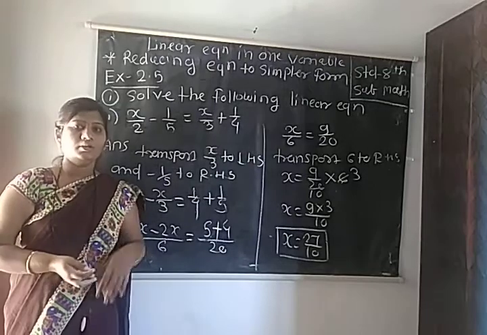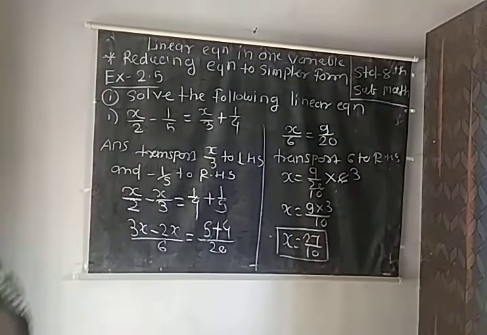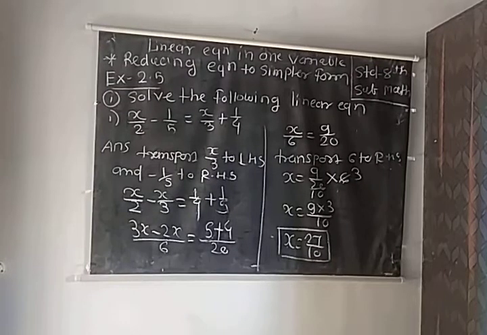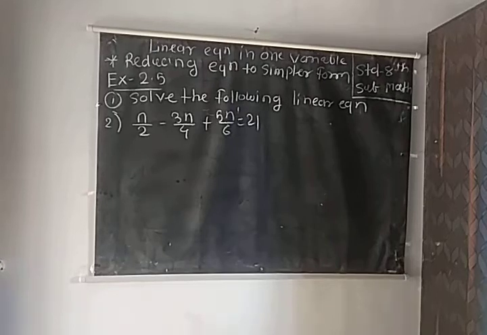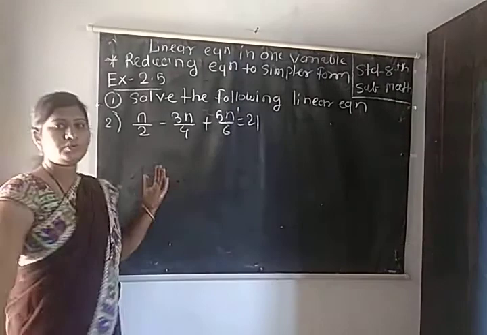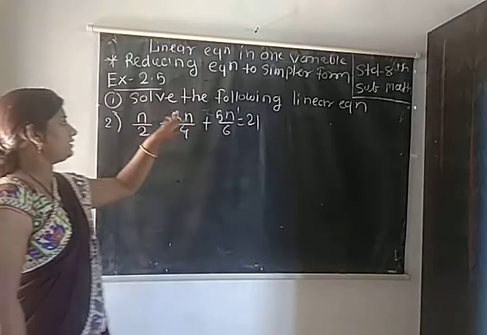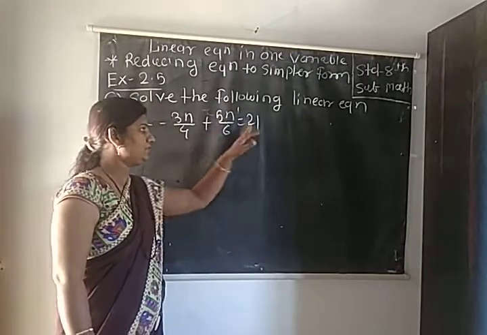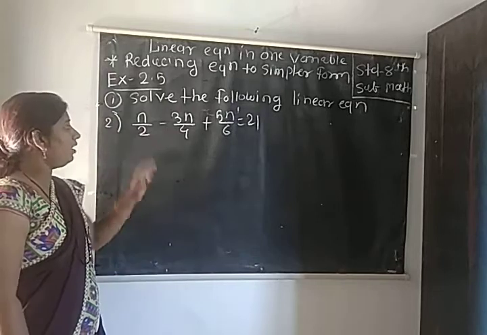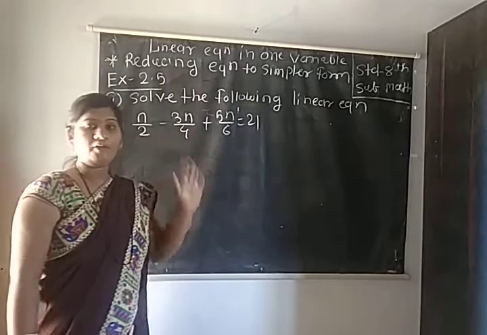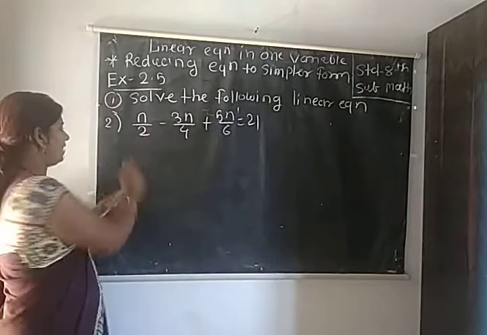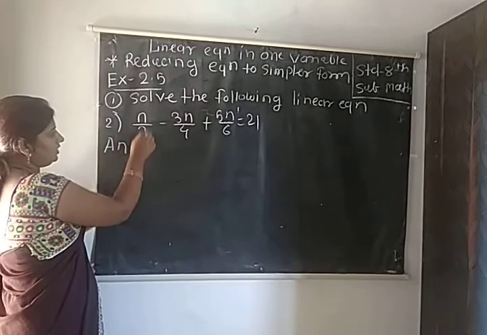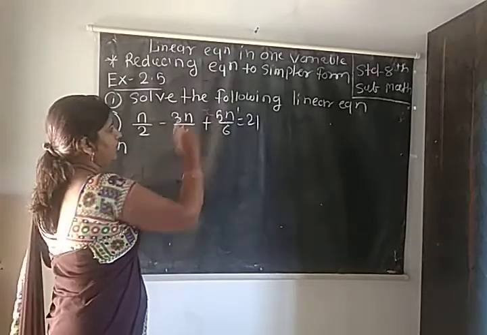Now let's solve the next question. The second question is n by 2 minus 3n upon 4 plus 5n upon 6 is equal to 21. So here all these same terms are on one side, so we directly solve this example. Firstly, this is n by 2, 3n by 4 and 5n by 6.